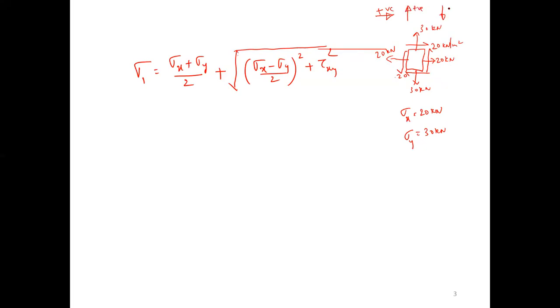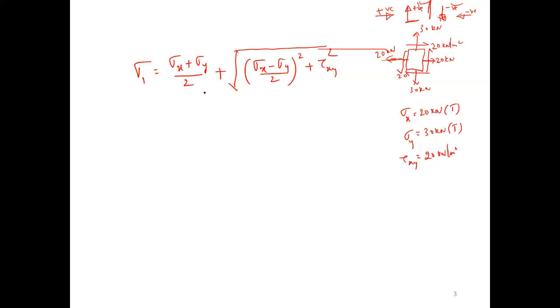The general sign convention: right side and upward positive, downward and left side negative. These are tensile forces with respect to the object, moving away, so tensile is positive, and acting towards the origin is negative. So we adopt one sign convention: compression negative, tension positive. This is tension, so it is positive, and this is also tension, positive. And tau xy is 20 kilonewton per meter square.